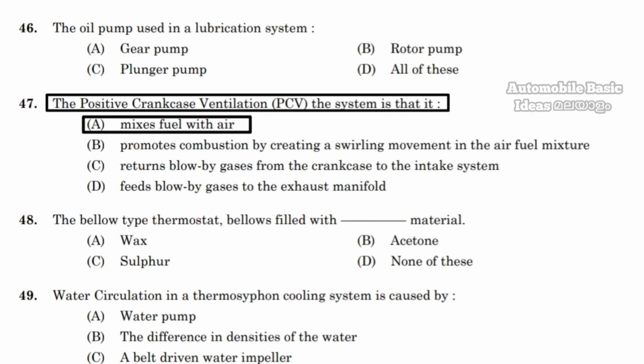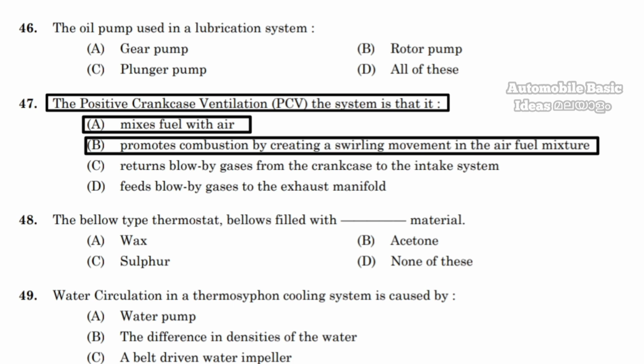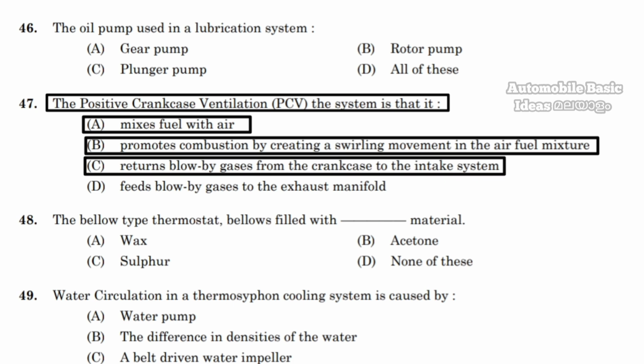47. The positive crankcase ventilation, PCV, system is that it, A. Mixes fuel with air, B. Promotes combustion by creating a swirling movement in the air-fuel mixture, C. Returns blow-by gases from the crankcase to the intake system, D. Feeds blow-by gases to the exhaust manifold. Answer C. Returns blow-by gases from the crankcase to the intake system.